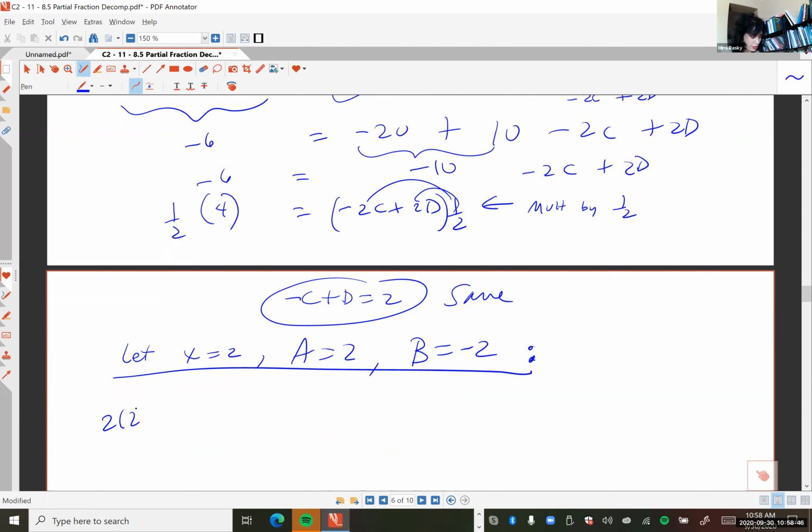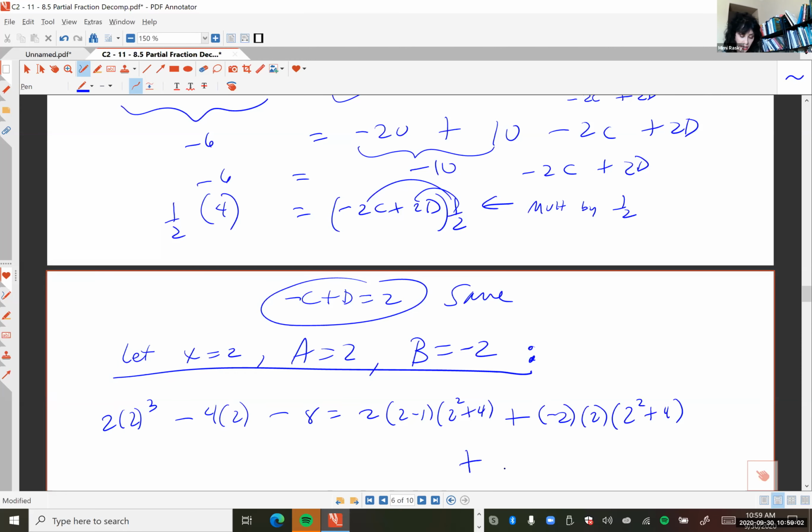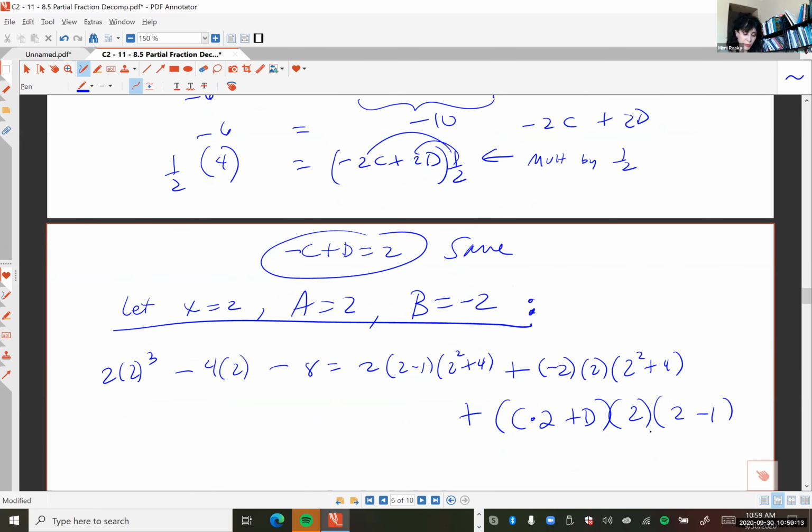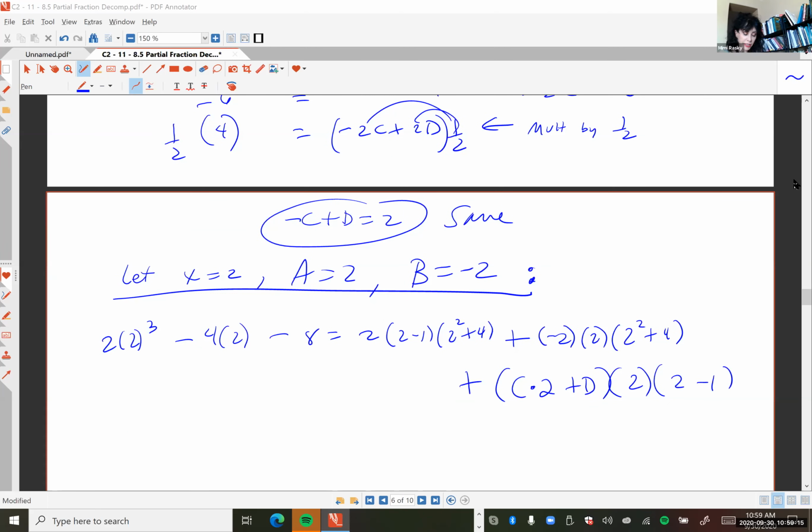So I'm going to have 2 times 2 cubed minus 4 times x, which is 2, minus 8 is equal to a, but that's 2, times 2 minus 1, times 2 squared plus 4. Plus b is negative 2, and you're multiplying by x, but x is 2, and then 2 squared plus 4, plus cx plus d, but x is 2, so you'll have c times 2 plus d, and then times x, which is 2, and then x minus 1, but that's 2 minus 1. So this big old equation, which is a nightmare, I know.